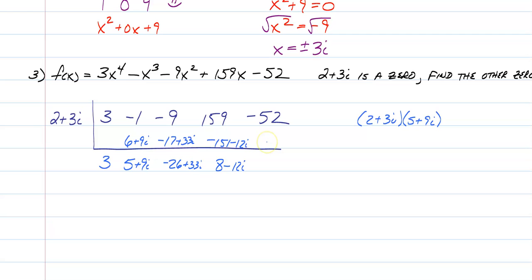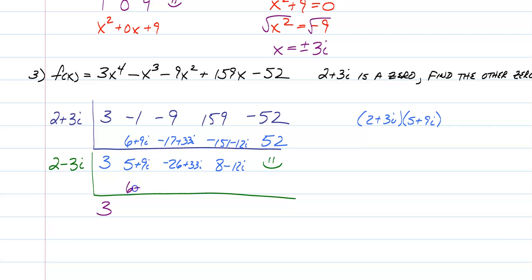And if everything works out correctly by the time you get to the last step, you're going to get a positive 52. So a -52 and a positive 52 are going to cancel each other out, and you have no remainder. And then you do it again with 2 minus 3i. So yes, you need a calculator. You need to know how to use it, and this will make the job actually pretty simple.